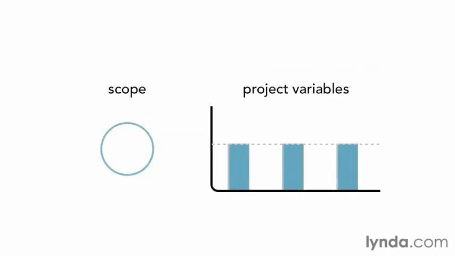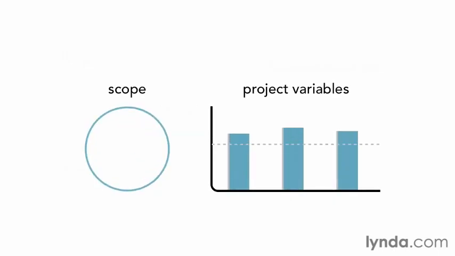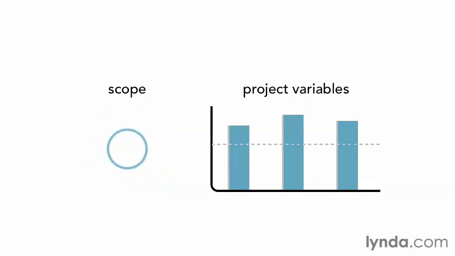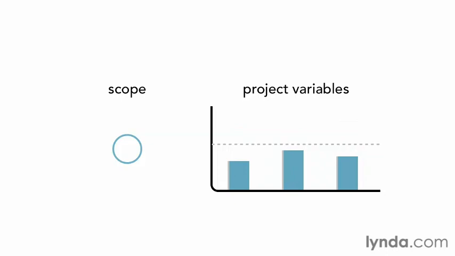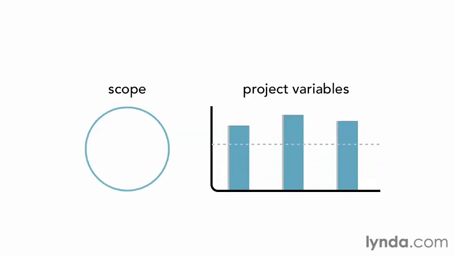If someone wants to add something to the project, you can use the scope statement to decide whether the addition makes sense. If you run into trouble with the budget, schedule, or availability of resources, one option is to reduce the project scope. Throughout the rest of this course, you'll see how the project scope can help you keep your project on track.